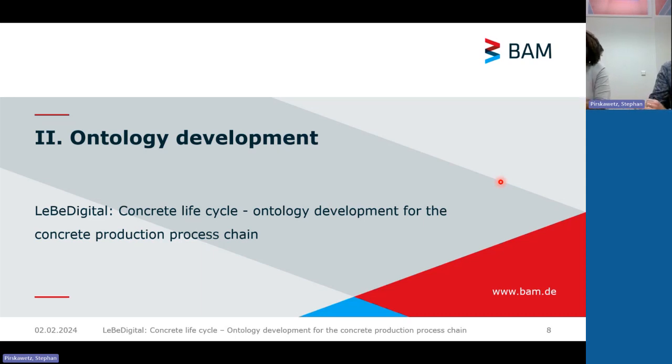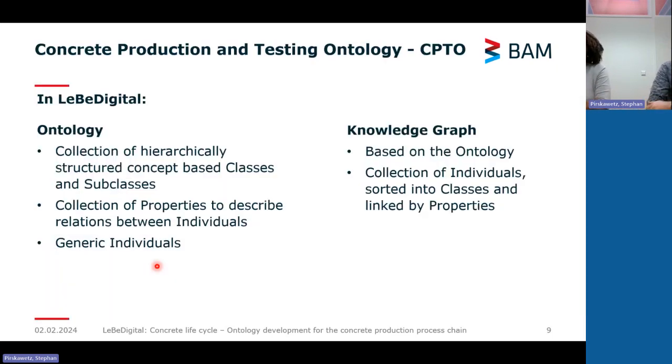Let's start with the ontology development, but before we talk about our concrete production and testing ontology, we have to define what we mean in our project Liebe Digital when we talk about an ontology or a knowledge graph. In our project, we defined an ontology as a collection of hierarchically structured concept-based classes and subclasses, supplemented by a collection of properties that describe relations between individuals.